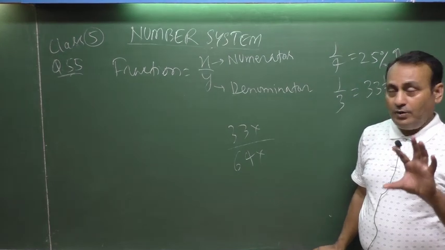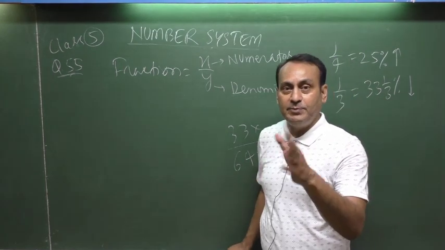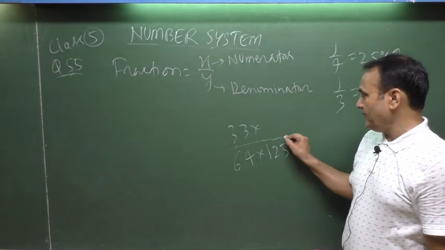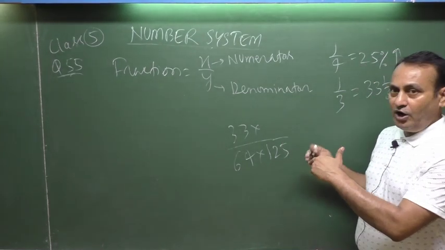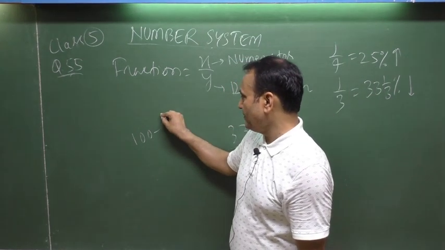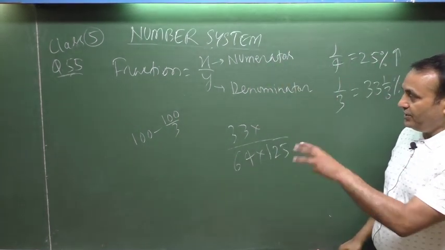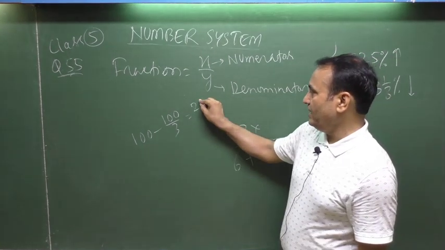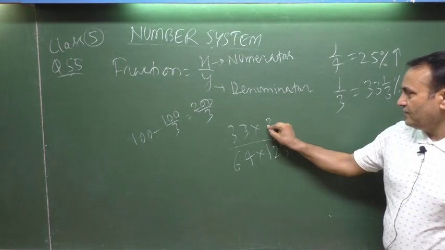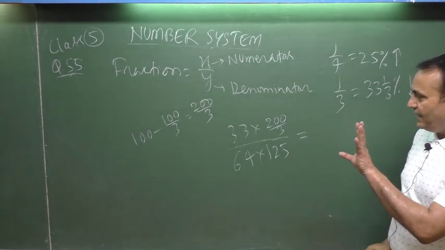In tricky approach, see here. 1/4 means 25% increment in numerator. That means 100 plus 25 equals 125. That must be written here. And 33 1/3 is taken out from 100, like this. This is your 100/3% taken out from 100. This is 200/3%. See here. This will be written here, 200/3. And after solution you will be getting final answer.